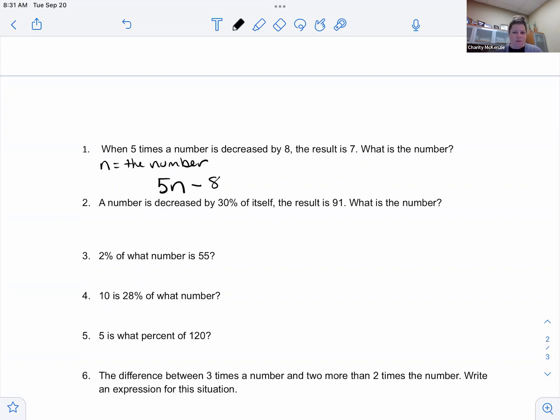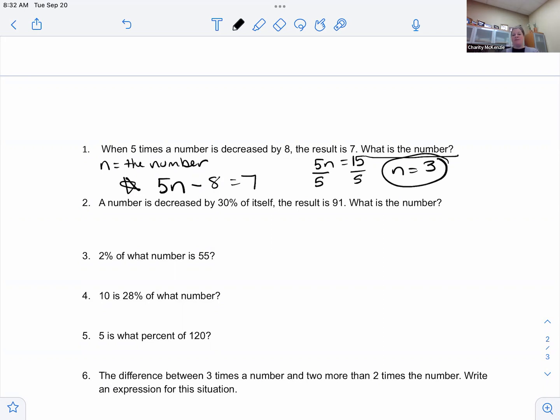Okay, the last is the result is 7. So the result is 7. Then we can solve this and get what the number is. So this is the main idea for today. Can you figure that part out? Solving it is something we've already learned. So it's just reiterating solving an equation. So if I add 8 to both sides, then I would have 5n equals 15, 8 plus 7. Divide by 5, and n equals 3.